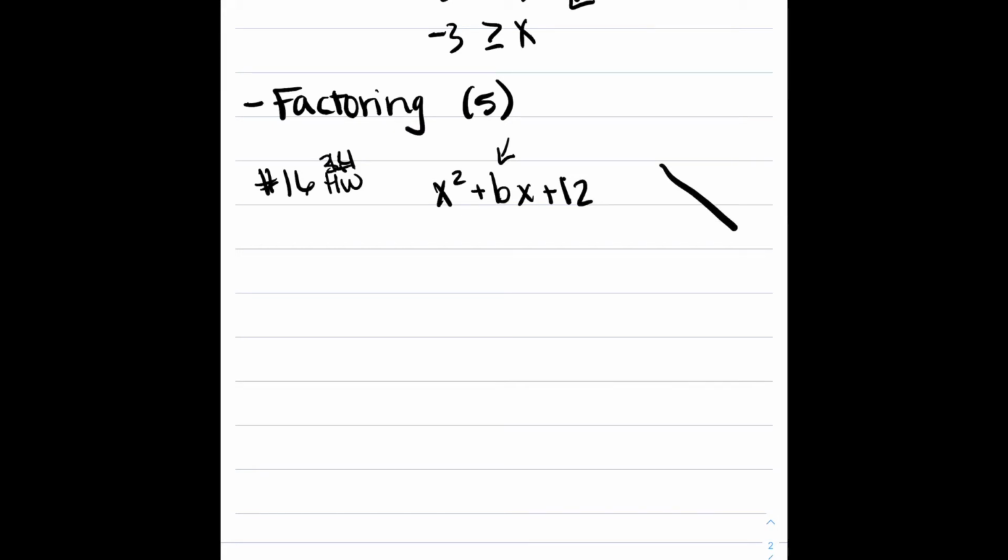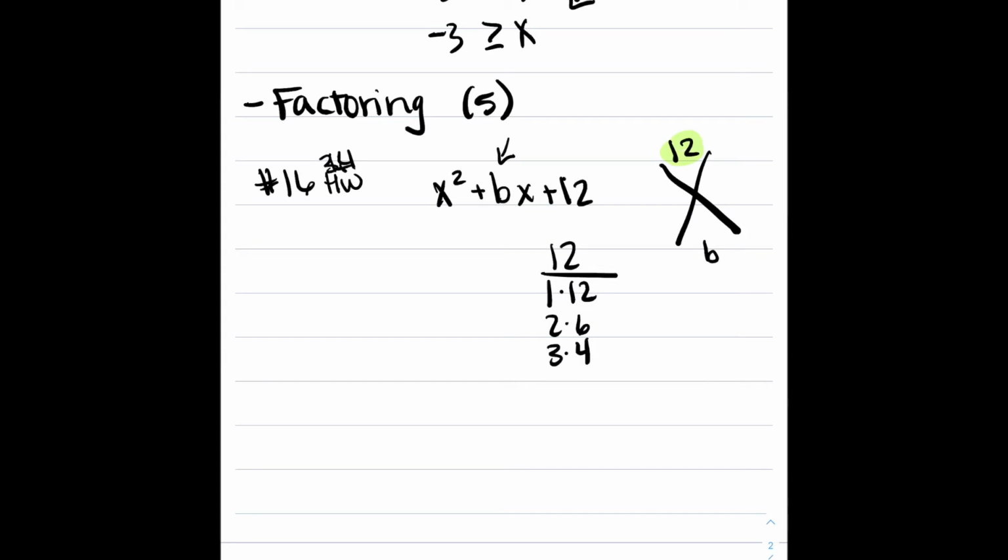Okay. So if it's factorable, I'm looking at what numbers multiply to give me 12 and add up to give me that b value. So if I focus on, okay, what values will multiply to give me 12? I can write down all the factors of 12.